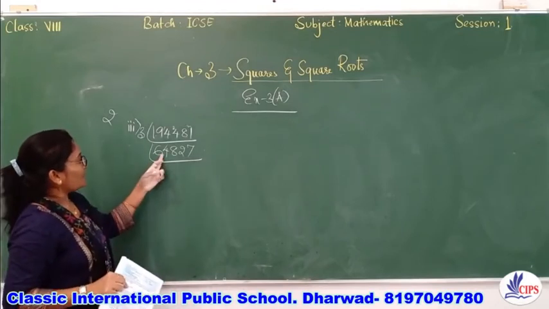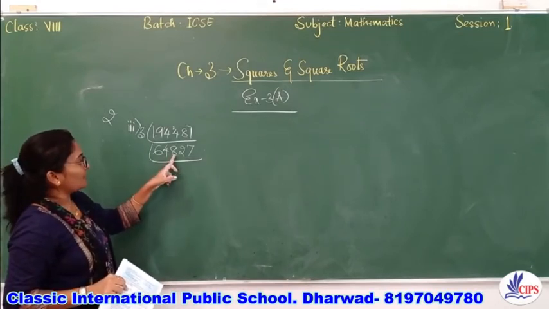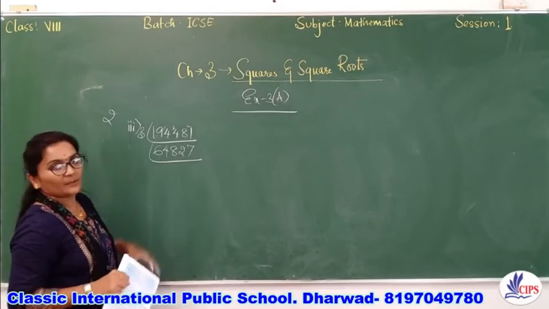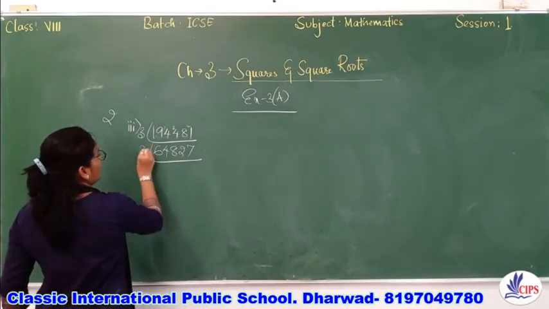Now 6 plus 4 is 10, 10 plus 8 is 18, 18 plus 2 is 20, 20 plus 7 is 27. So it's again divisible by 3.